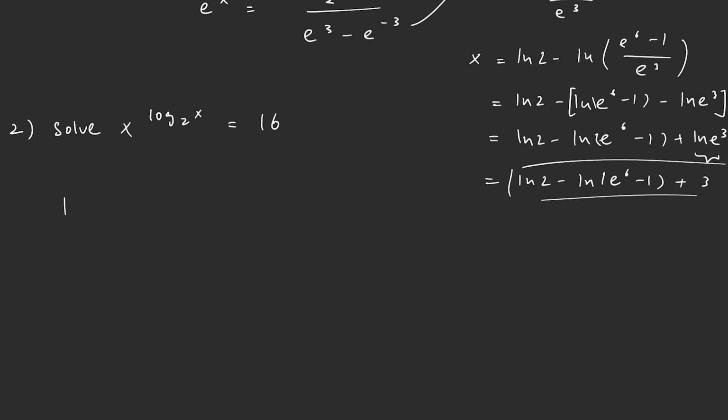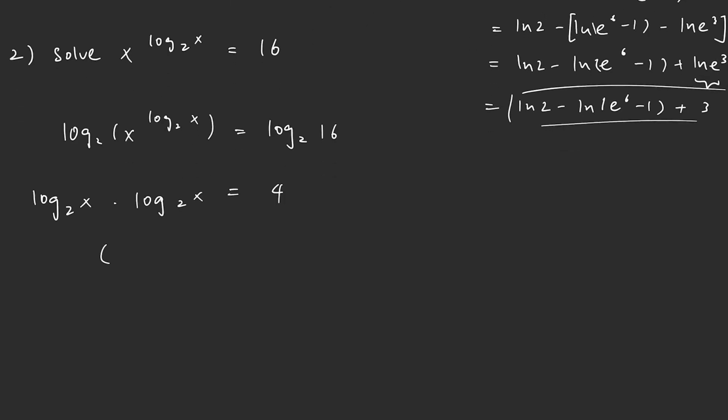So if I take the log base 2 of the left side and log base 2 of the other side, the right side just becomes 2 to the 4 is 16, so this is 4. The left side becomes log base 2 of x multiplied by log base 2 of x. That's because we can bring this power of x down and multiply it by our log base 2 of x. So this turns into log base 2 of x squared is equal to 4.